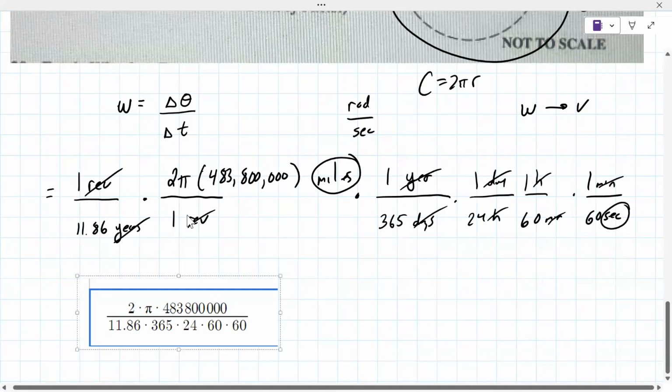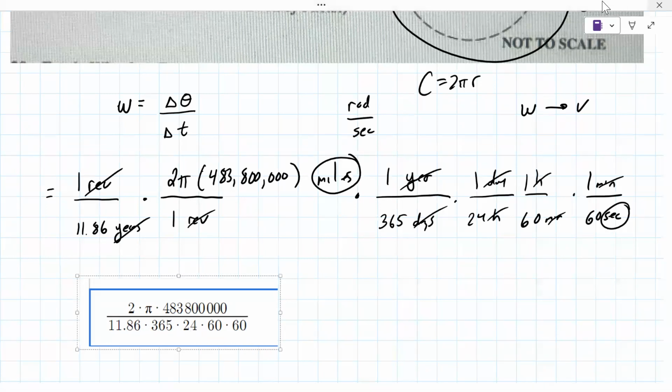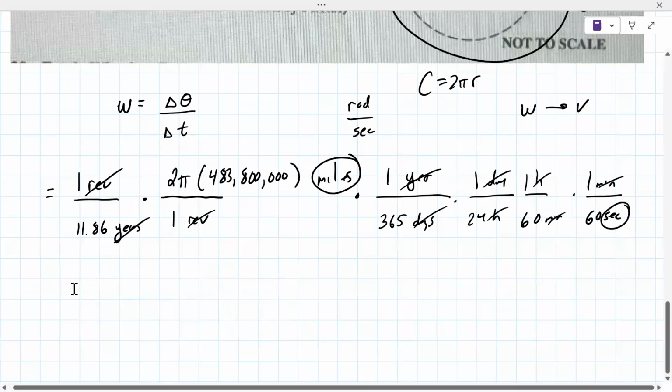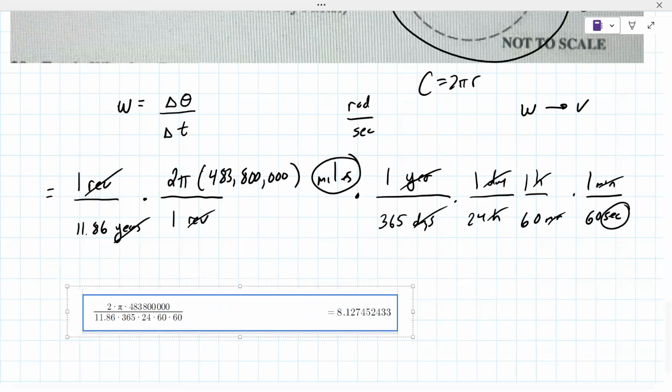I've got a slightly different result. 282 pi. I'm just double checking my numbers. 483,800,000, 11.86, 365, 24, 60. Please double check your calculation. I got a different result here. Let me snip the whole thing in. For the top, I got 303,980,5052. So I always do this entire calculation.